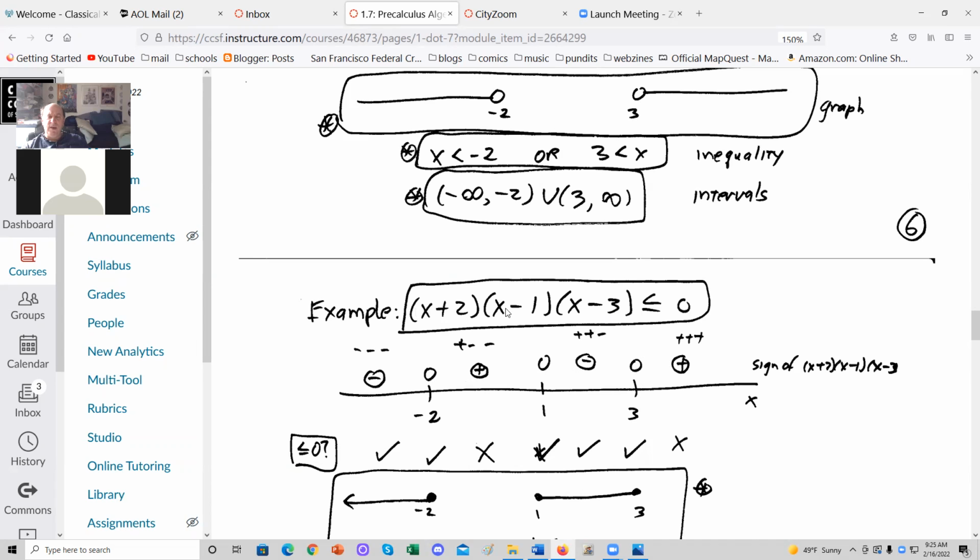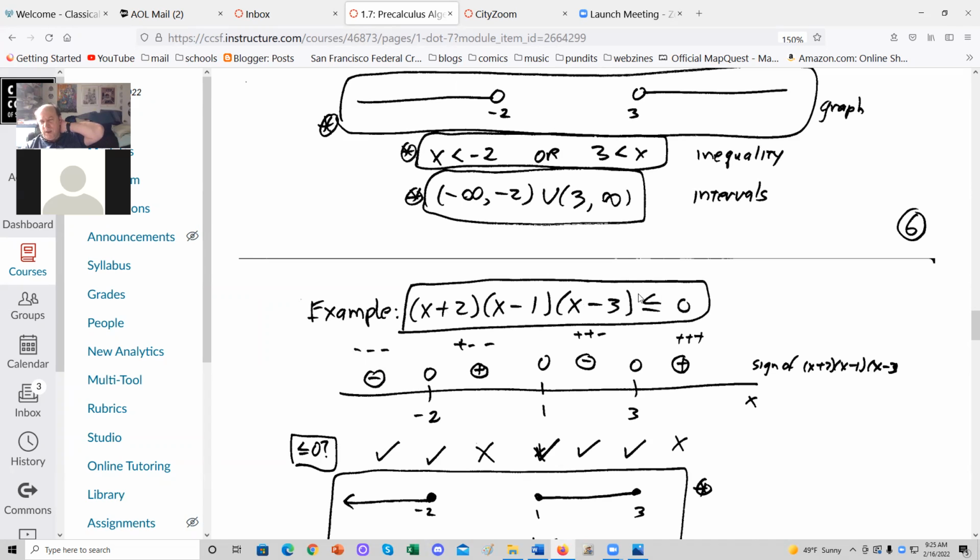Above 3, these three factors are all positive. Plus times plus times plus is plus. When you pass 3, but not the other two, then this is negative and these are plus. Plus times minus is minus. When you pass below 1, but still above negative 2, then this is positive, this is negative, and this is negative. Plus times minus times minus is plus. And below negative 2, all three of these are negative, and negative times negative times negative is minus.